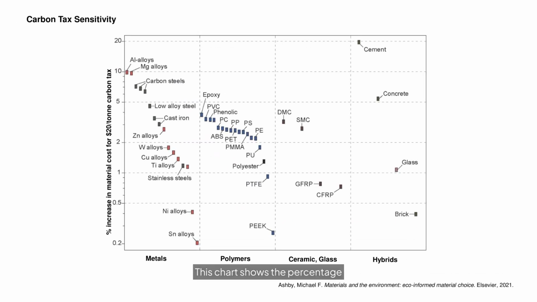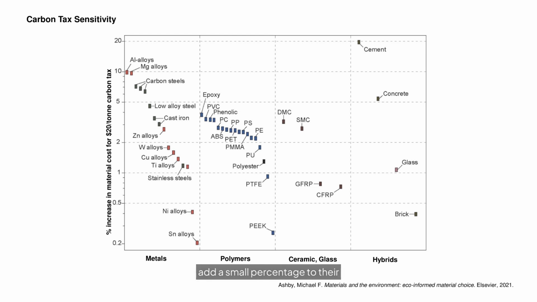This chart shows the percentage cost increase for each material if we impose a $20 per ton CO2 tax. Materials with high emissions and low cost experience the largest jump. For example, metals like aluminum alloys might see their material cost increase by 10%, while steel would experience a moderate rise of 7%. Cement and concrete are very carbon intensive, yet cheap, so their price might increase by around 10% or more under that tax.